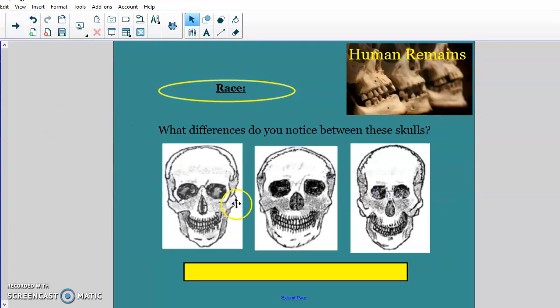And then here's what they look like. So Caucasoid, Negroid, and Mongoloid are the three groups. And like I said, they're very broad. So they can somewhat narrow it down, but that's about it.